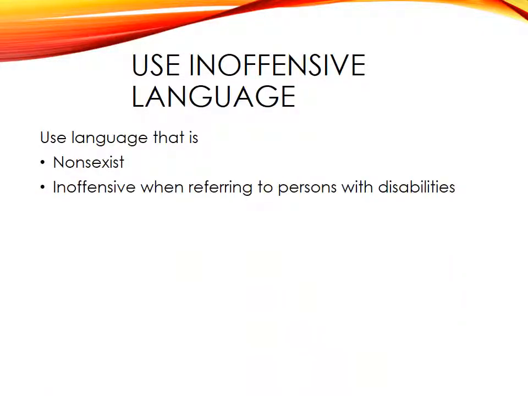Also use inoffensive language. You don't want to have language that is sexist, so you want to use non-sexist language. Instead of saying the waitress, you want to say server. Instead of saying fireman, firefighter, that sort of thing. Inoffensive when referring to persons with disabilities. So you don't want to say the handicapped person. That's already making that person seem like they are in a category differently than other people. Instead of saying that, you might say the person with disabilities, or the person who is visually impaired.